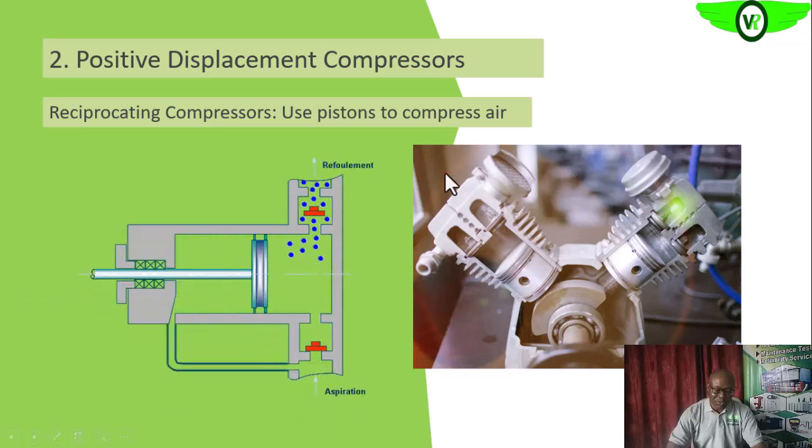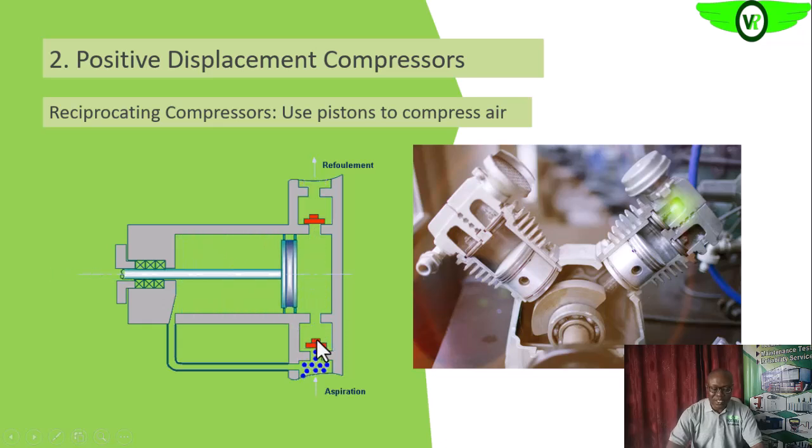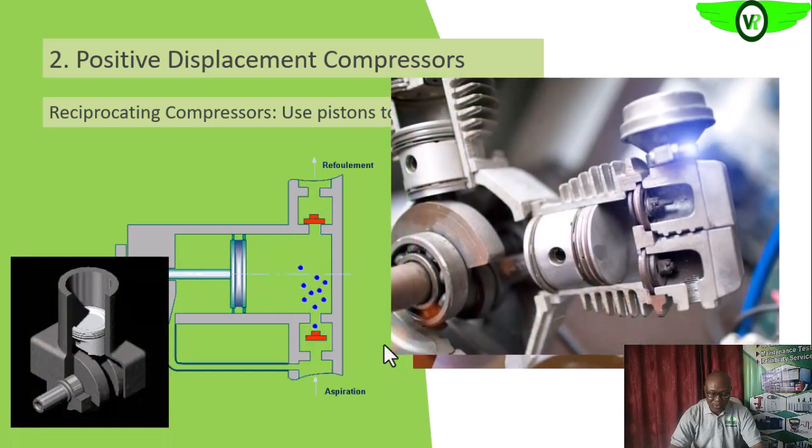So that is what we are seeing in this animation. As it's moving away, pressure reduces, the intake valve opens up, and air is admitted into the chamber. Then as it's compressing, the pressure is increased and then discharged. So it's as simple as that. That is how the reciprocating compressor works.